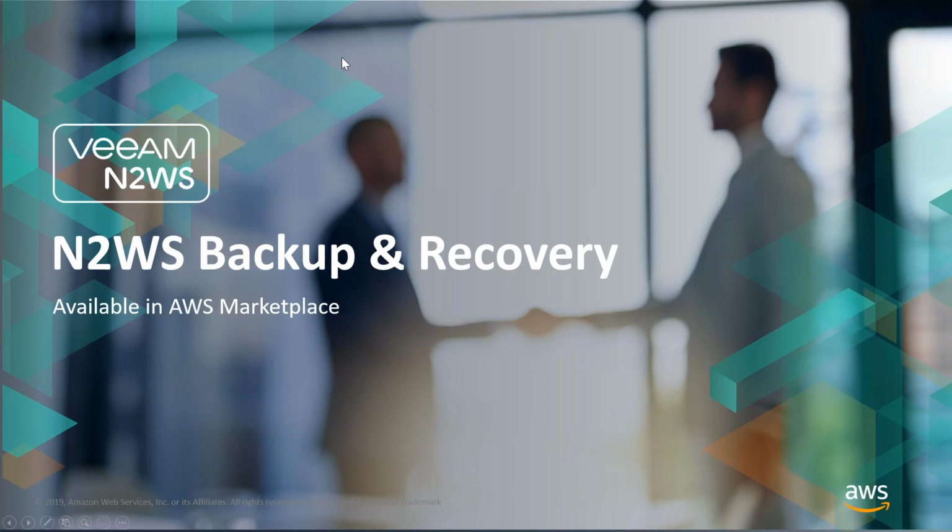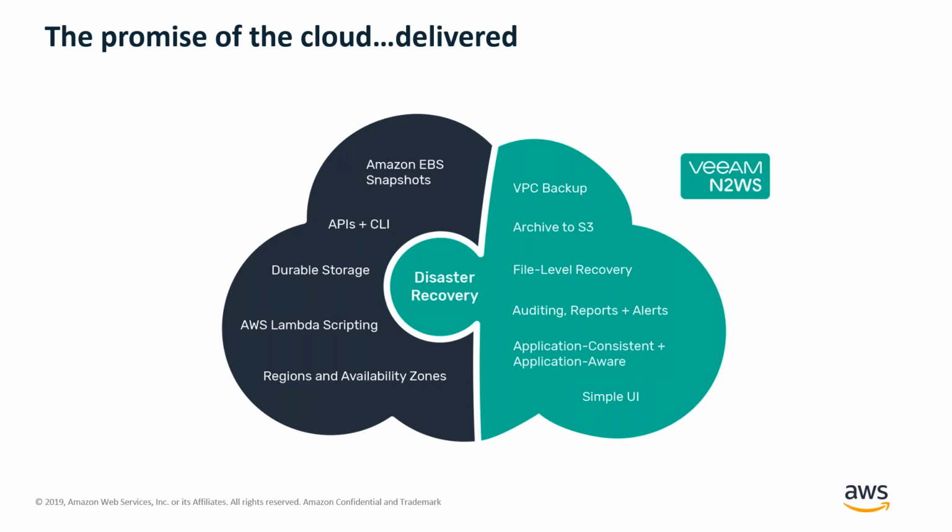All right, so let's talk a little bit about N2WS Backup and Recovery. As we already heard from Henry, AWS really provides us with the backbone, the structure to store data in the cloud. We usually like to say it's the promise of the cloud delivered. So what you're seeing here on the left side of the screen, that's what AWS gives you. It's the Amazon EBS snapshots. They're very fast, very efficient. Then also very powerful APIs and CLI. Very durable storage. I mean, S3, it's very hard to even think about a way of destroying S3. And AWS Lambda scripting gives you the ability to automate certain processes. And then, of course, the regions and availability zones, as we heard, they're all over the globe.